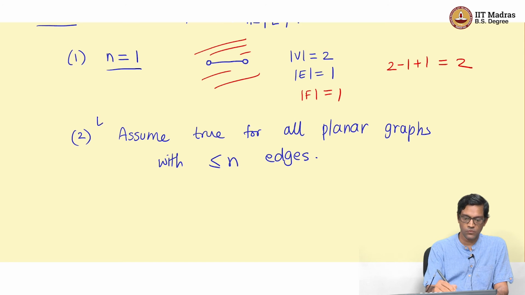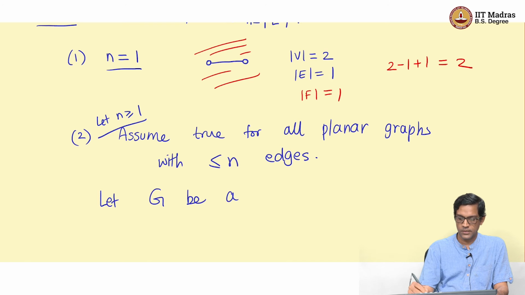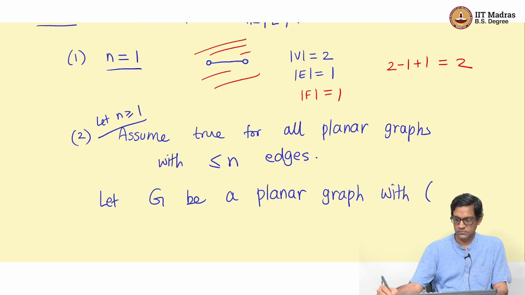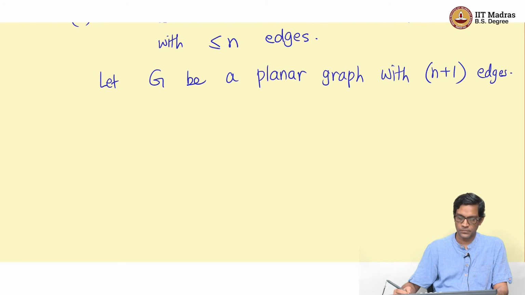And so what is n here? Let n be any number that's 1 or more. So we assume it's true for all these, and then we will show it's true for a graph with n plus 1 edges. So now let G be a planar graph with n plus 1 edges. We will try to show that the required conclusion holds for G.